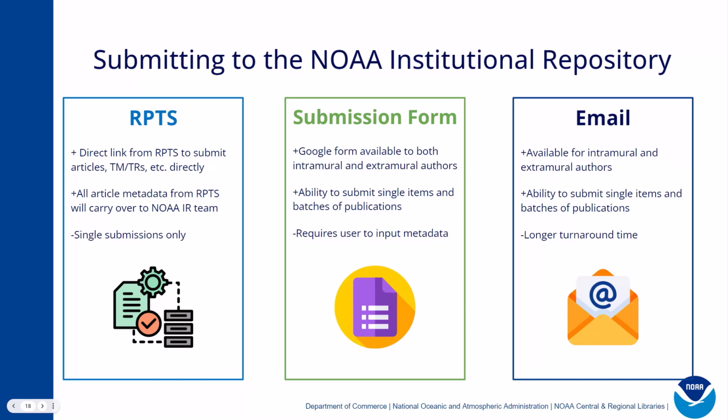If you are not on RPTS, or again, you want to submit a batch of things to us, you can use our submission form. It is a Google form. We have made this Google form available to intramural and extramural folks. So if you are a program manager and you have grantees at different universities and they need to submit something to us, they can use the Google form as well. Through the form, you can submit a single item. You can submit batch publications, both journal articles and tech memos, tech reports, historical reports, those sorts of things. This is going to require you to input some metadata for us, though. So be forewarned, you can't just upload a file. There are some fields you will have to fill out.